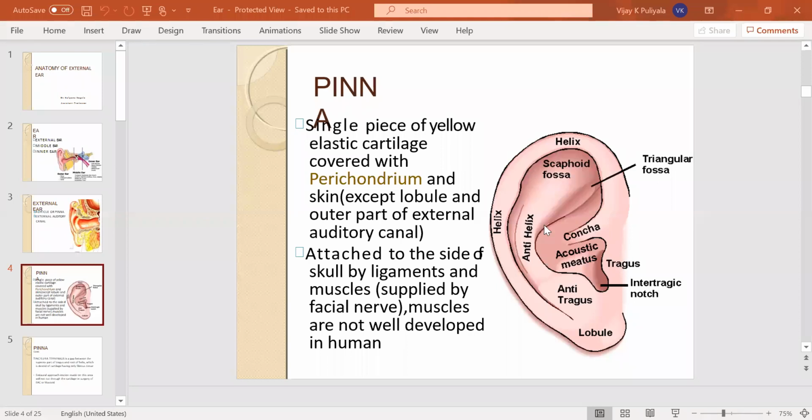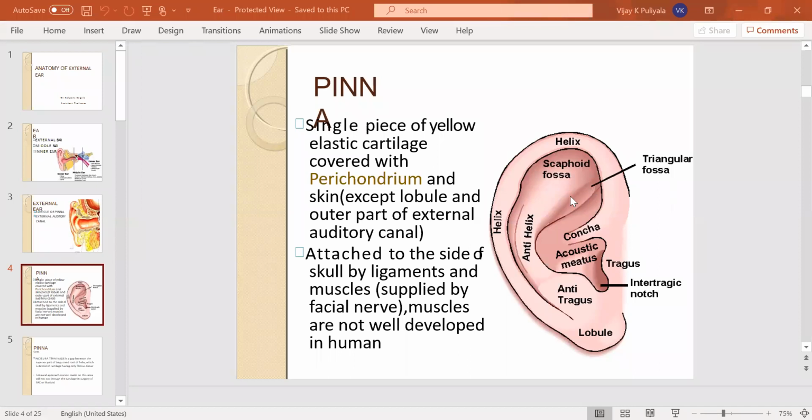If you trace above this antihelix, it divides into two limbs, which enclose a depression. This depression is called the triangular fossa. Anteriorly, the antihelix divides into two limbs which encircle the triangular fossa.